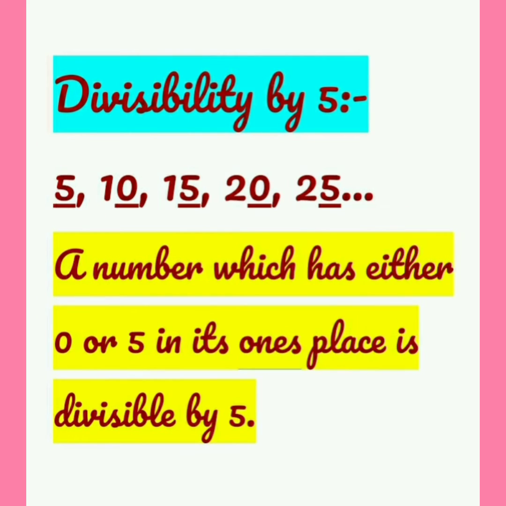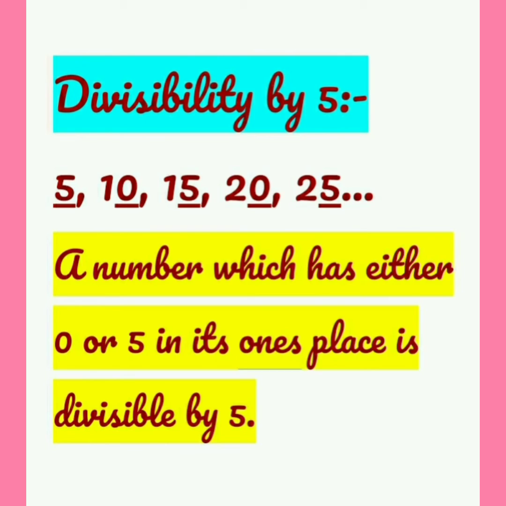Then, next comes divisibility by 5. Now, observe the numbers: 5, 10, 15, 20, 25, 30, 35. Now, look at the ones place. We have 5 or 0 in the ones place. You all know the table of 5, right? All these numbers are multiples of 5. So, we can say a number which has either 0 or 5 in its ones place is divisible by 5.